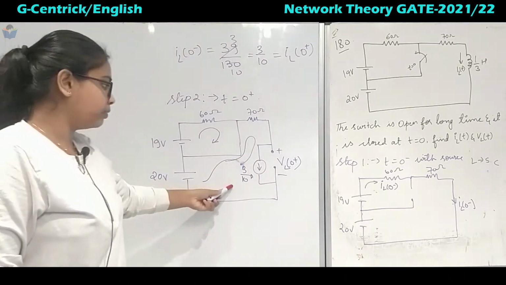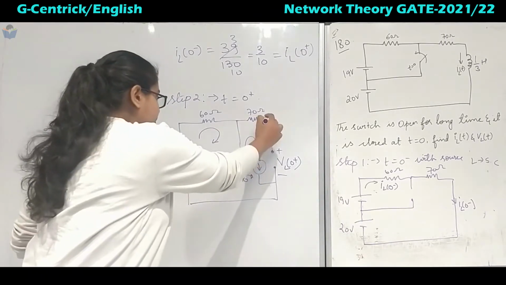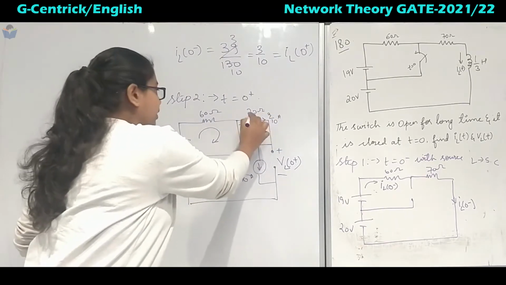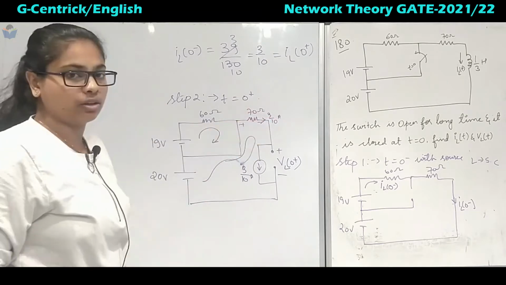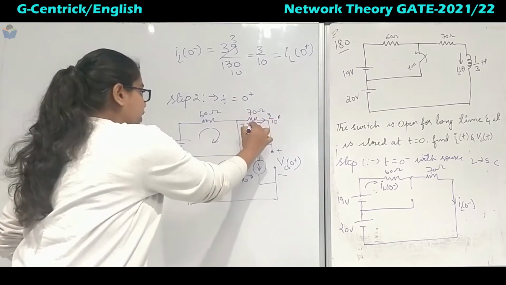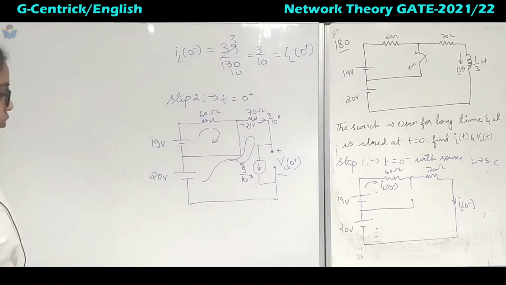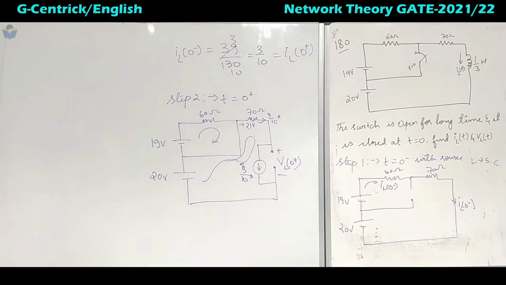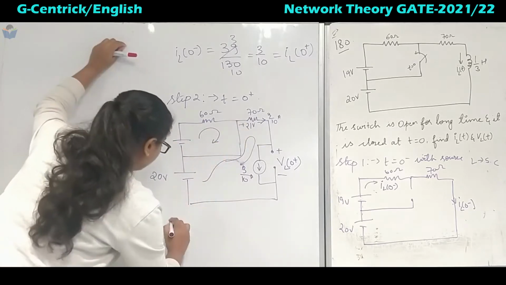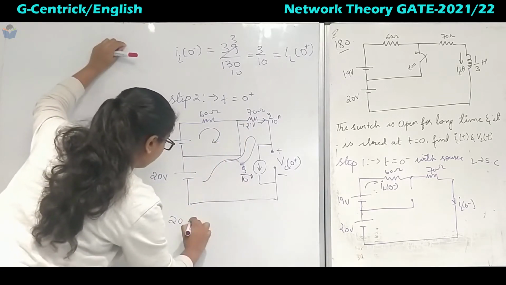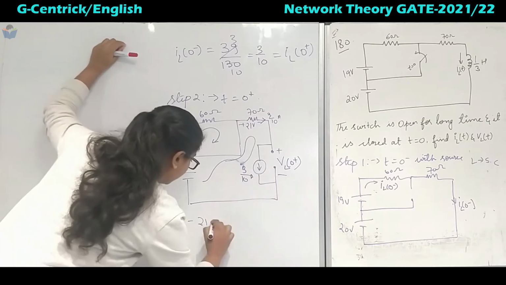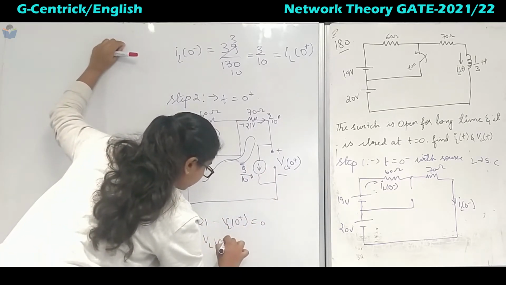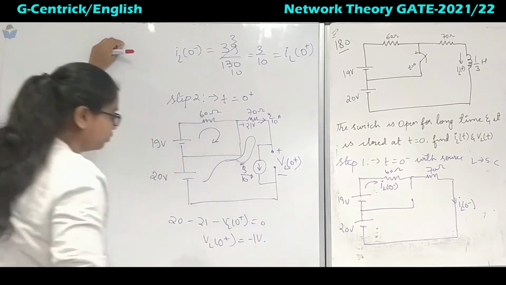In this loop we know the current, that is 3 by 10. So the voltage drop across this will be 70 times 3 over 10, which we get as 21 volts. Now we know the voltage here and here, so we can easily find VL of 0 plus. Apply KVL in this loop: 20 minus 21 minus VL of 0 plus equal to 0. So VL of 0 plus is minus 1 volt.